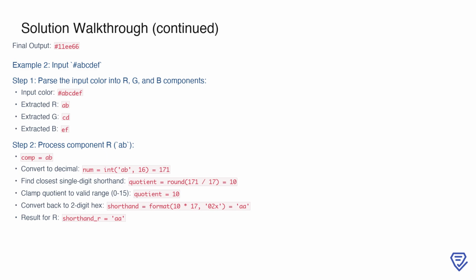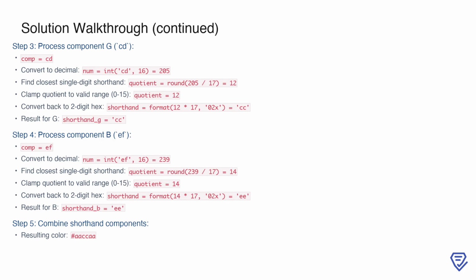As before, we start by breaking it into its red, green, and blue components. The red component is AB, the green component is CD, and the blue component is EF. Starting with the red component AB, we convert it to decimal, which results in 171. Dividing 171 by 17 and rounding gives us 10, which is within the valid range. Multiplying 10 by 17 and converting it back to hexadecimal results in AA, the shorthand representation for red.